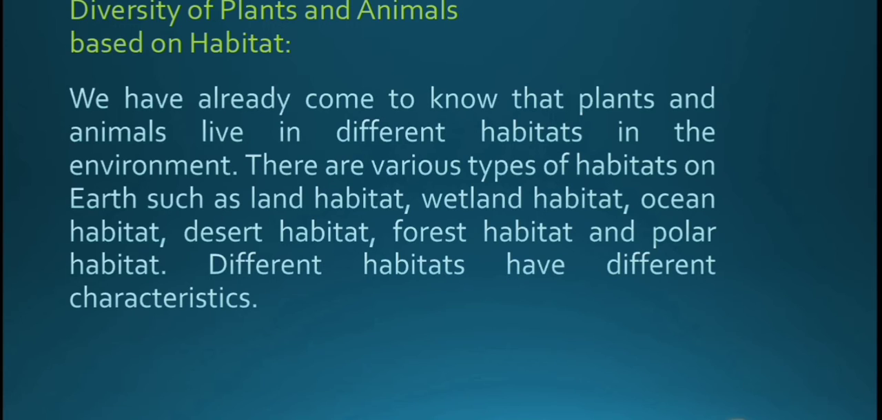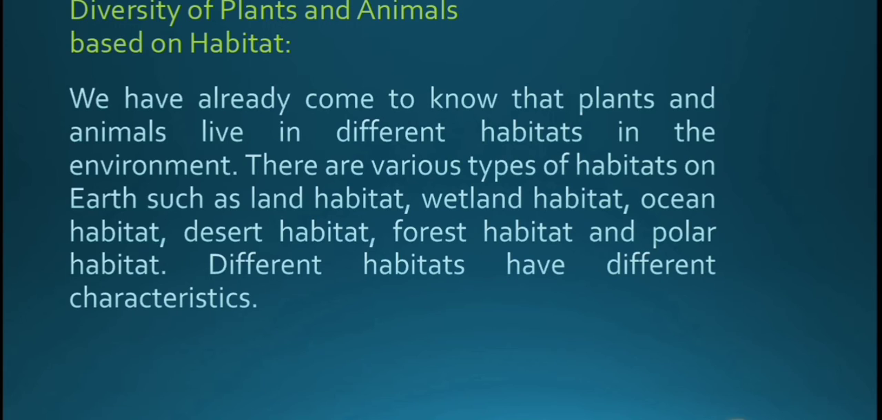So there are different habitats, different plants and different animals in the environment. There are various types of habitats on the earth, such as land habitat, wetland habitat, ocean habitat, desert habitat, forest habitat and polar habitat. So students, you must memorize these habitat names. Again I am telling: land habitat, wetland habitat, ocean habitat, desert habitat, forest habitat and polar habitat.